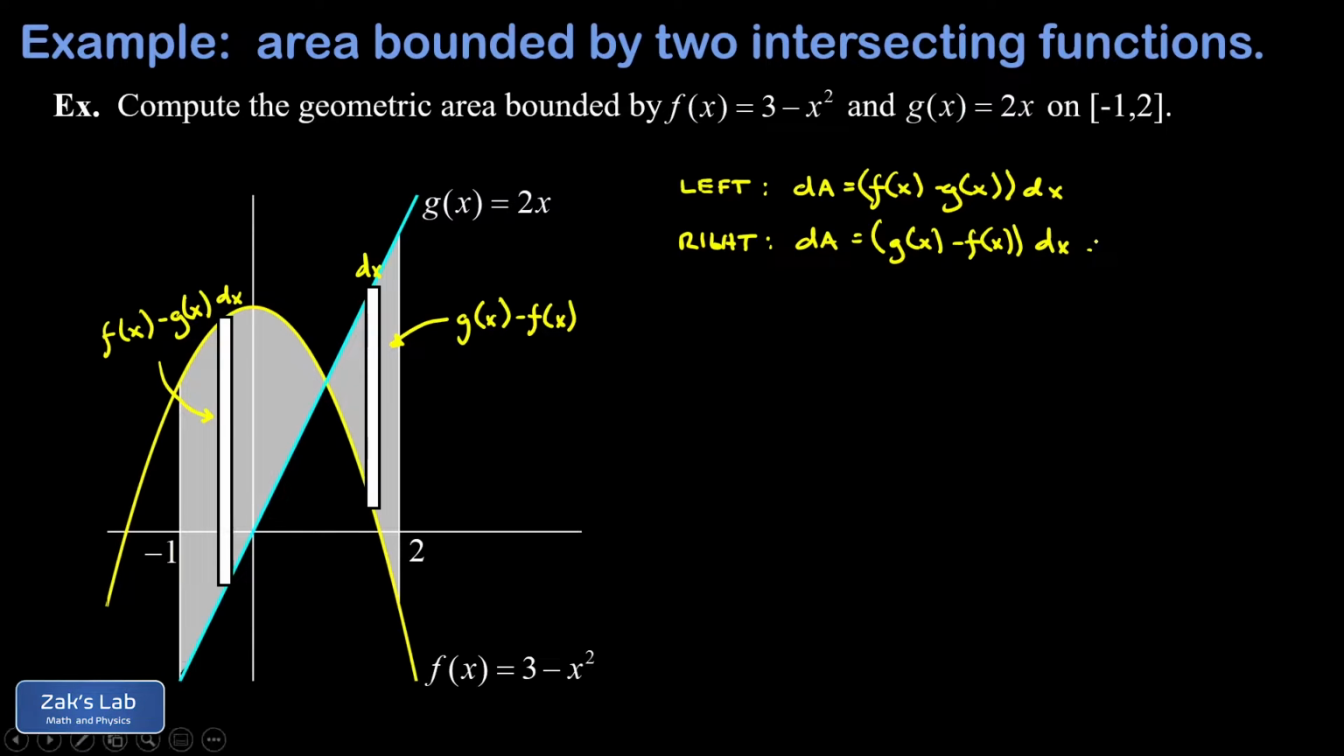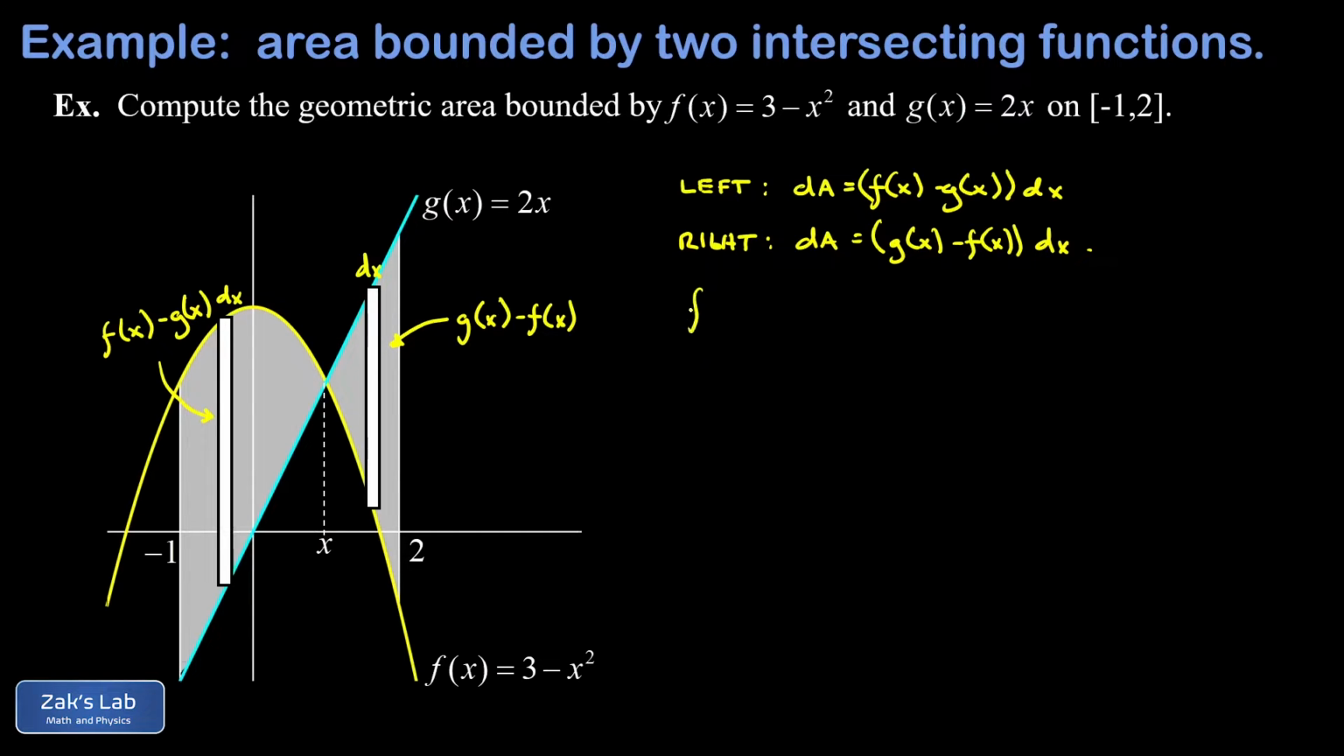Now there's one more complication to deal with before we start setting up integrals. We have to actually figure out what the intersection point is. And I'm just going to call that x. Now to find the x value of the intersection, we use the fact that when two curves cross over each other, they have the same x coordinate and the same y coordinate.